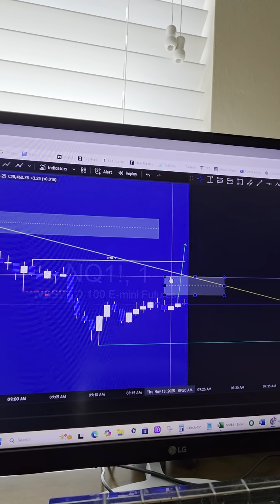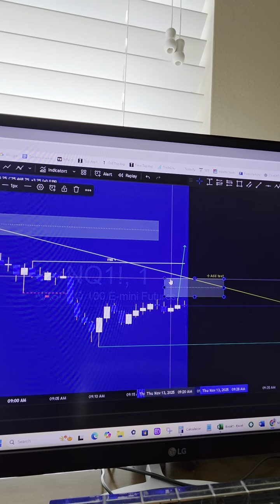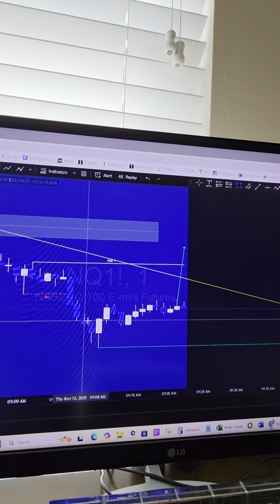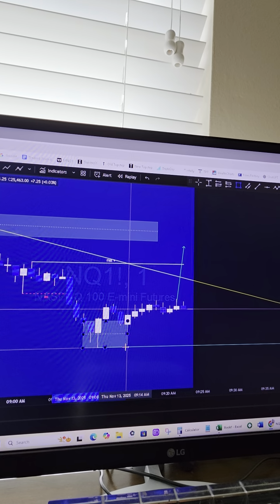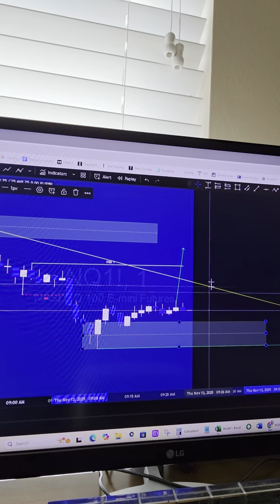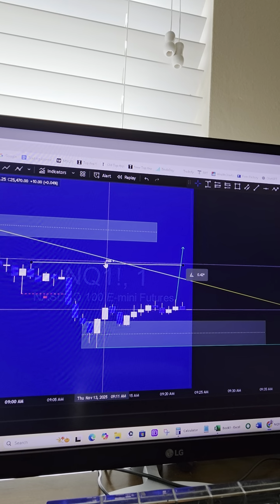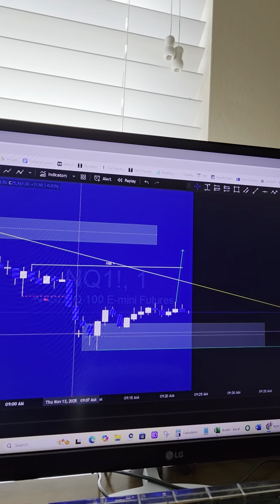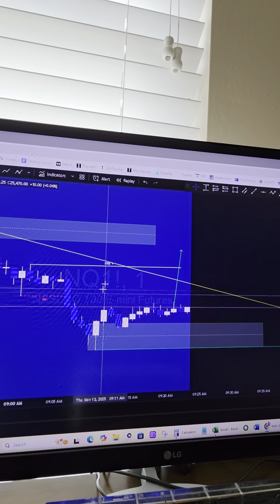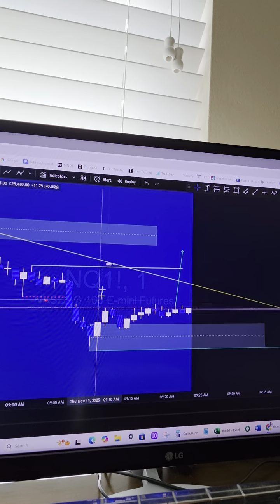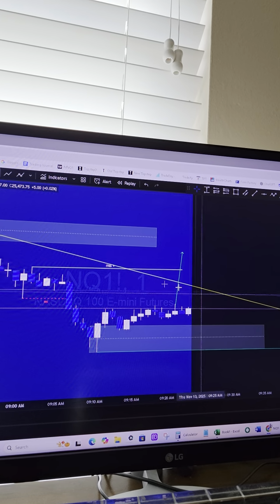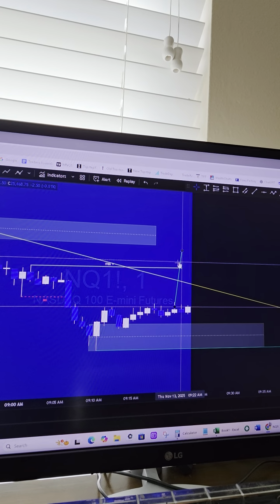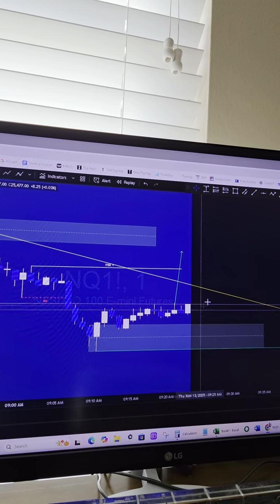And then if there is no fair value gap, that's when you look for it to return to the order block. So after the bullish market structure shift, you draw out the order block, because this happened. You don't draw the order block until this happens. You don't draw a fair value gap until this happens. Once you have that bullish market structure shift, you draw your order block.